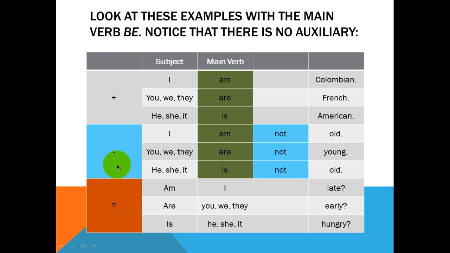With the negatives, I am not old. You are not young. He is not old. So, after the verb to be, we are going to add not. Now, for questions, we're going to place the verb to be first, then the subject. Okay. So, am I late? Are you early? Is she hungry? Very easy, right?